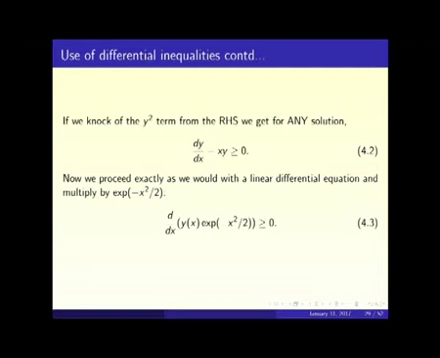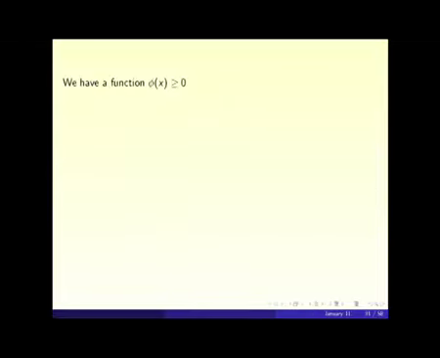Well, what do we do now? We have to integrate 4.3. So let's proceed. You got the following situation. You got a function phi of x which is always non-negative on an interval AB. Then we can say the integral of phi of x dx from A to B is surely non-negative.